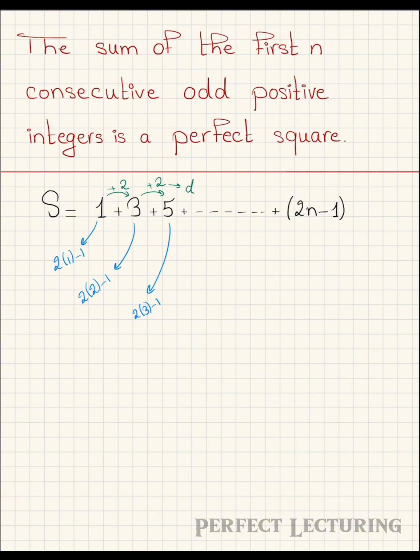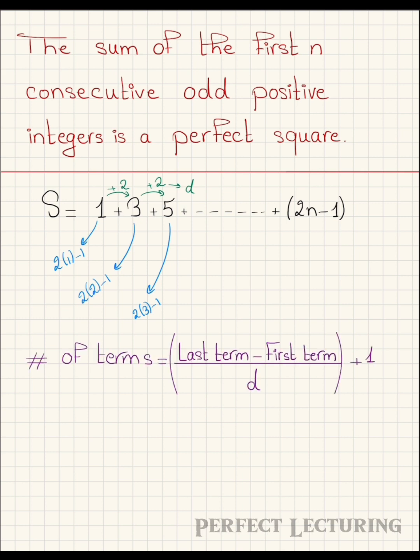In order to find the number of the terms, we calculate the last term minus the first term divided by d, and then we add 1 to the result. In our case here, the last term is 2n minus 1, the first term is 1, and the common difference is 2. So this becomes 2n minus 1, all of it over 2, plus 1. This becomes 2n minus 2 over 2 plus 1. Doing the calculation, we will end up with n. Alright, now we know our expression. Let us start with the first proof.